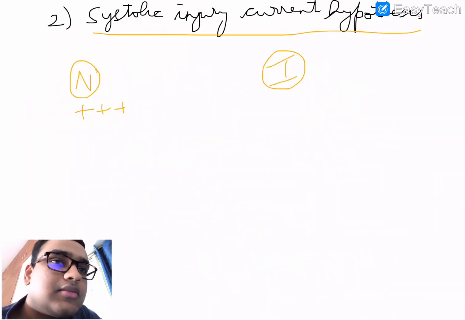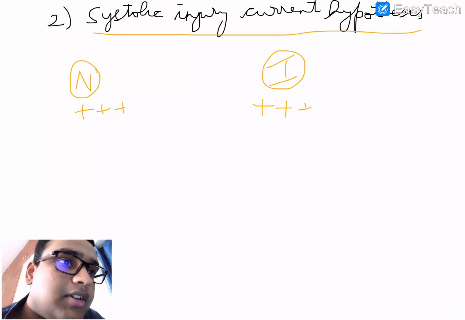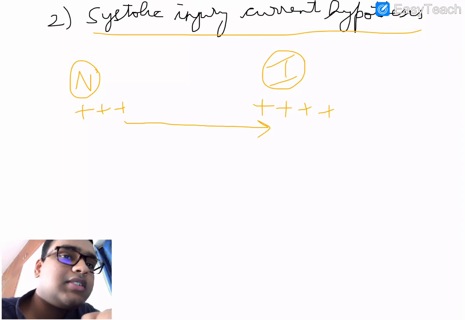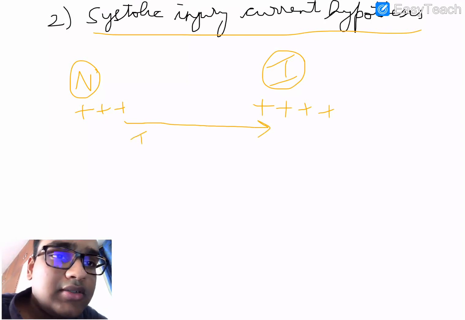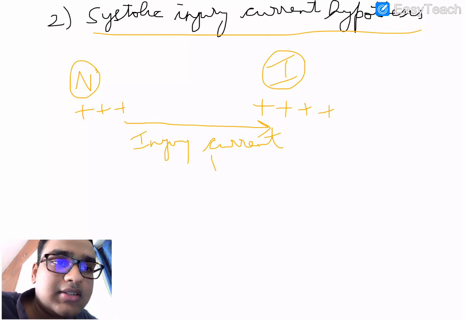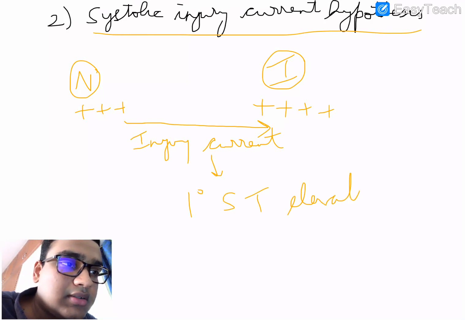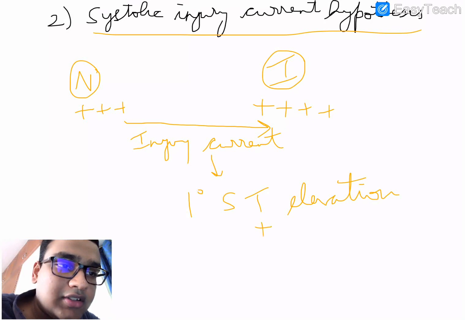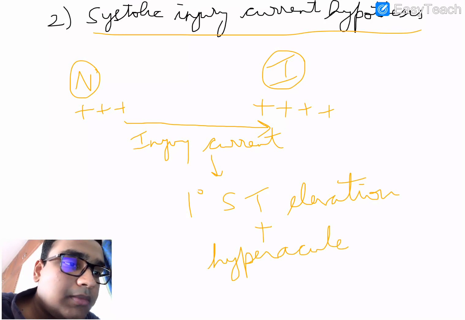So this leads to more positivity on the ischemic cell. So there's an injury current moving towards the ischemic cell. So in this theory, the injury current moves towards the ischemic cell. So what does this cause? This causes a primary ST elevation on the ECG. This primary ST elevation is also accompanied by a hyperacute T wave.